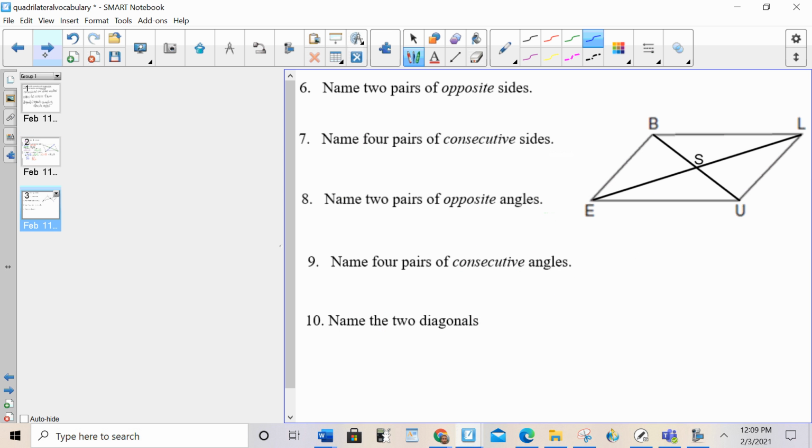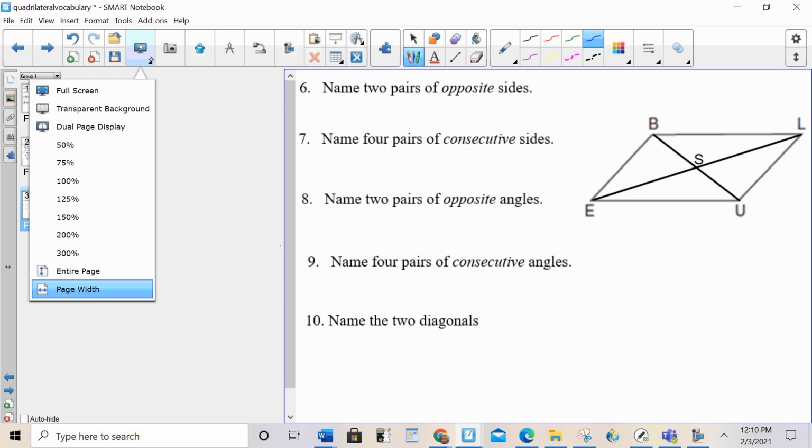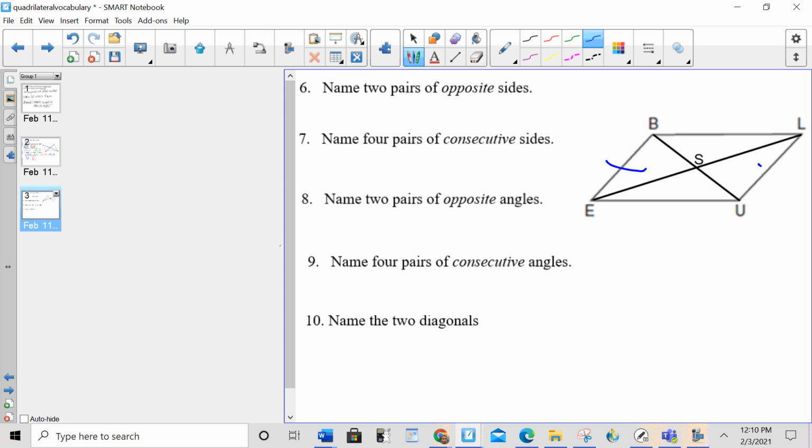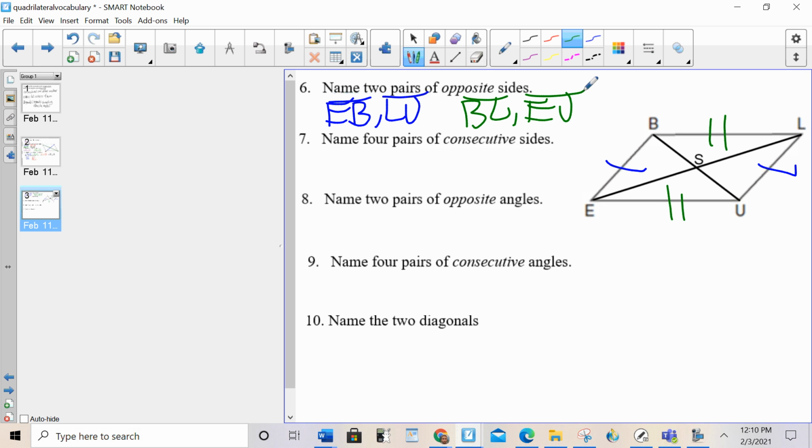So, number 2 is the same thing. I want you to try it on your own, so please pause, try it on your own, and then unpause. Okay, name two pairs of opposite sides. EB and LU. BL and UE. They are opposite sides because they do not touch. Name four pairs of consecutive sides.